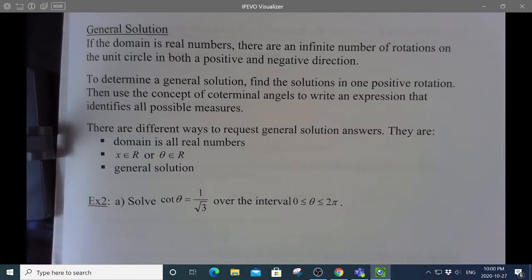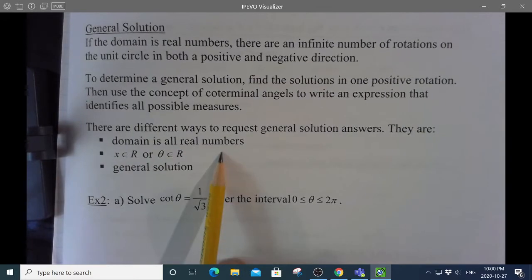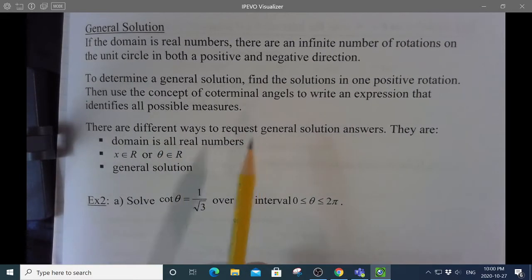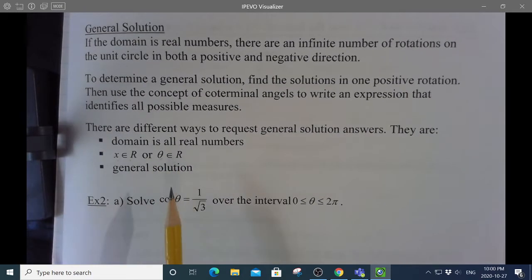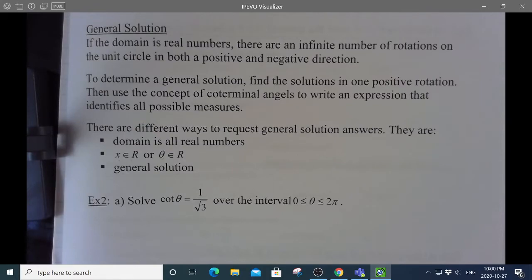There are different ways to request general solutions. You can say solve over the domain of all real numbers. You can say solve for theta or solve for x, and then x is an element of reals, or theta is an element of reals. Or sometimes it'll just say find the general solution for this equation. So let's try it.